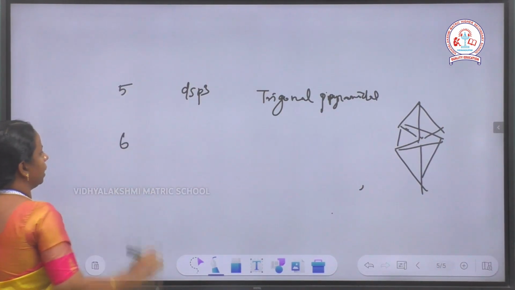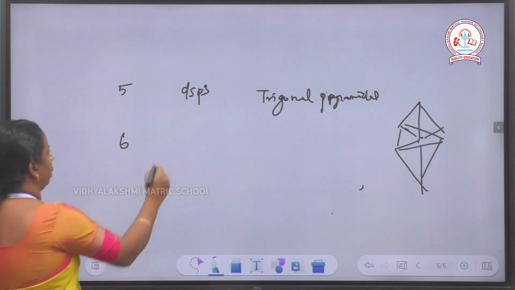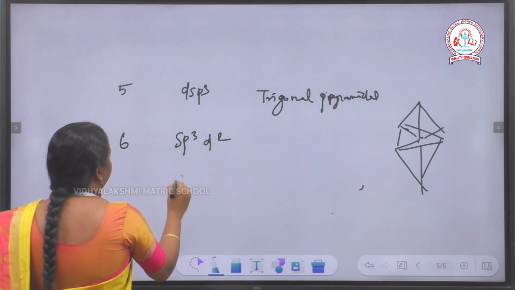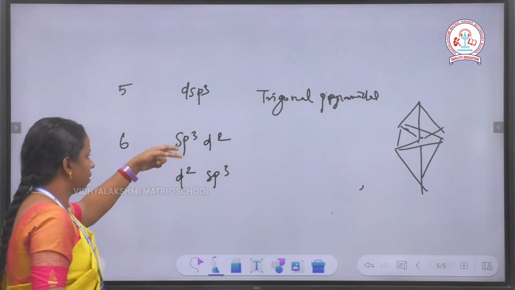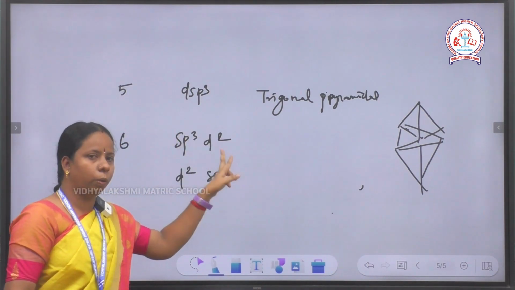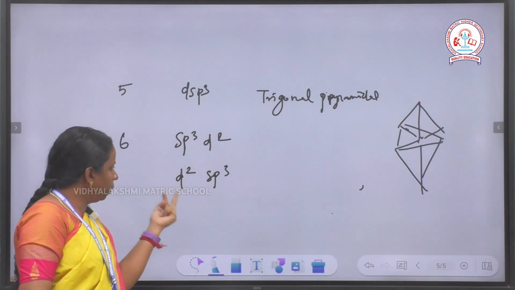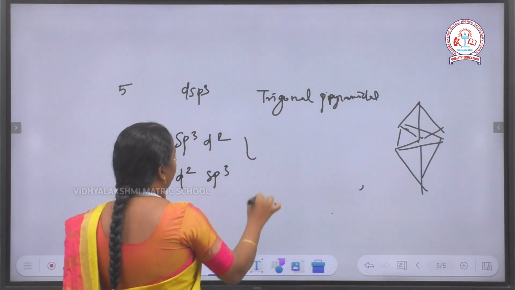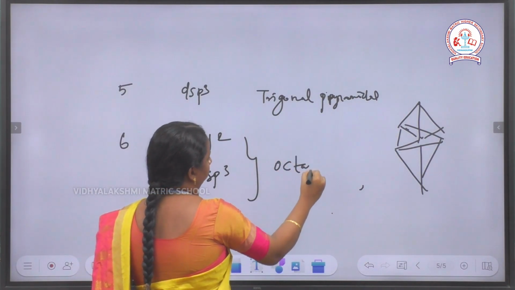Next, coordination number 6. Coordination number 6 also exhibits two types of hybridization. One is sp3d2, another is d2sp3. Both are coordination number 6. For sp3d2 you can count one s orbital, three p orbitals and two d orbitals; in the same manner, for d2sp3, two d orbitals, one s orbital and three p orbitals. Both are coordination number 6 and both exhibit octahedral geometry.